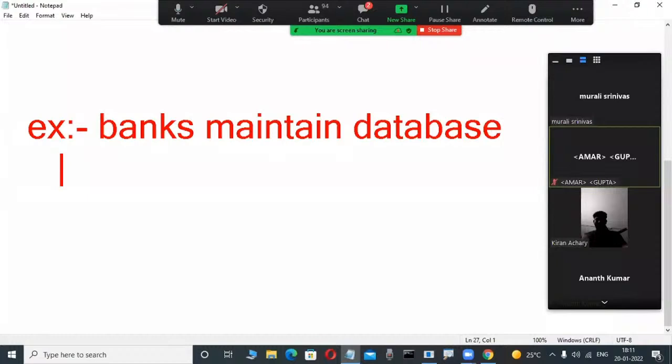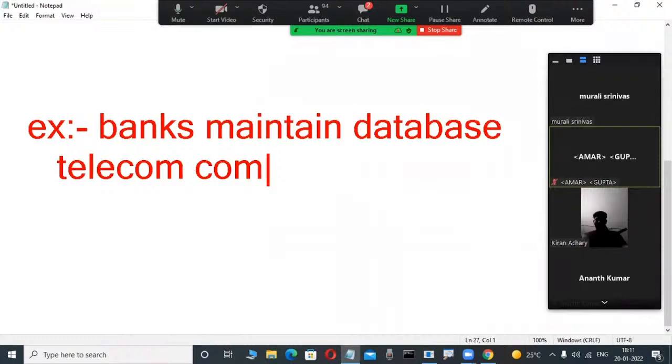Suppose telecom companies. So many examples are there, I'm just telling roughly for easy understanding. Telecom companies maintain databases. Suppose you make a call to your friend or anyone. Those call details will be stored in a database.